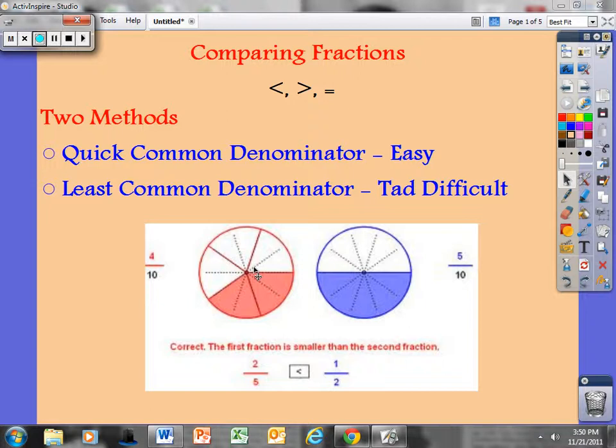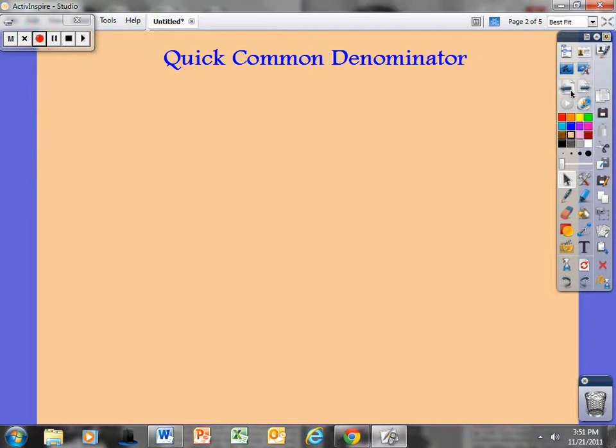If I take a look down here at the examples, nice illustration, we had 2/5 is less than 1/2. What you'll see here is they converted 2/5 into 4/10 and 1/2 into 5/10. So we're going to try to figure out today how they came from 2/5 to 4/10 and 1/2 to 5/10. So let's do an example first, using the quick denominator method.